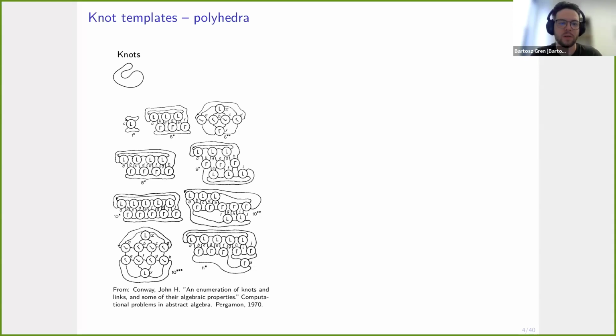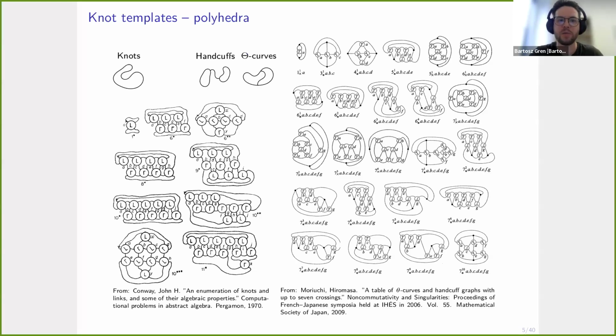And these circles with the letter L inside represent a tangle. So by inserting tangles inside these polyhedra, he classified knots and links, as I said, although he did not classify tangles. Later, Moriuchi classified handcuffs and theta curves in a similar way. And he classified tangles, handcuffs, and theta curves up to 7 crossings.